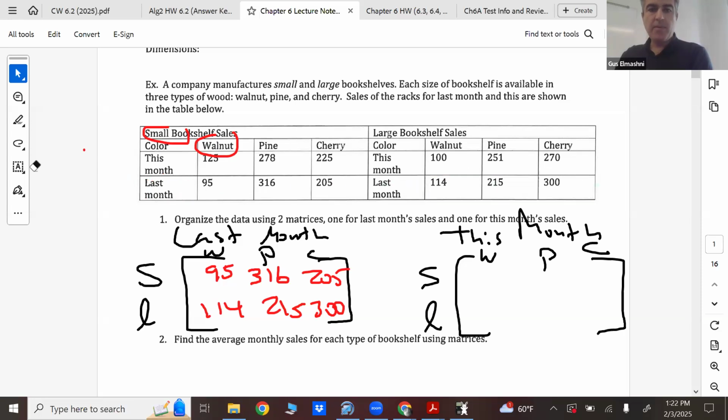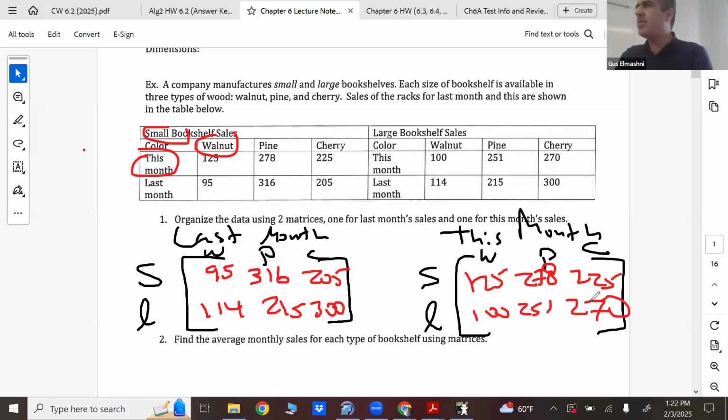Again, small walnut, but this month. How many are small walnut this month? Yep, and then you just go in order. 278, 225, 100, 251, and 270.